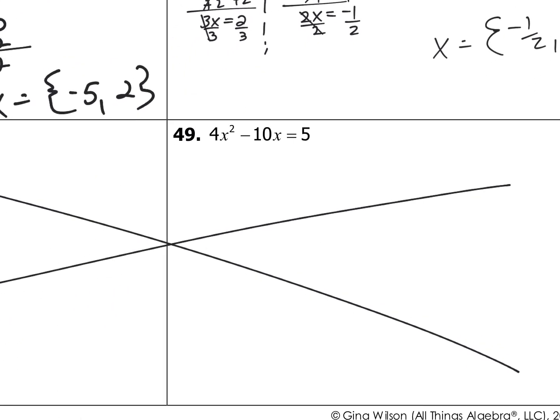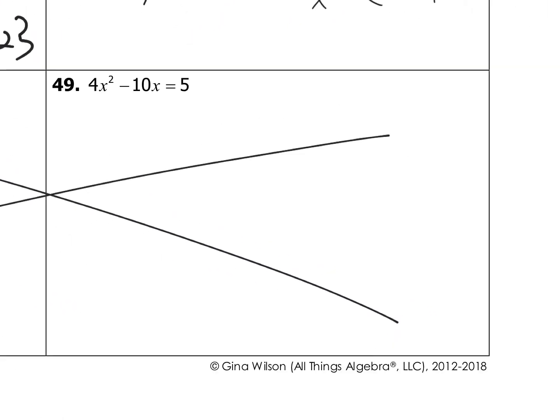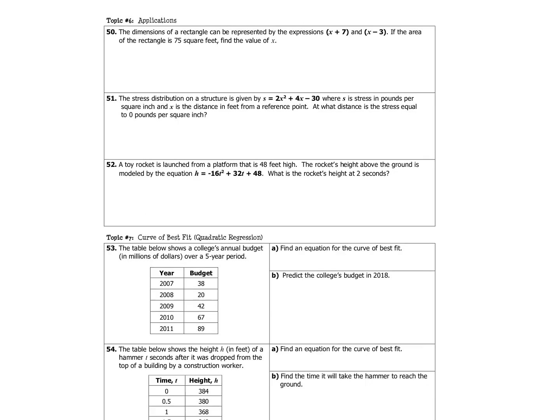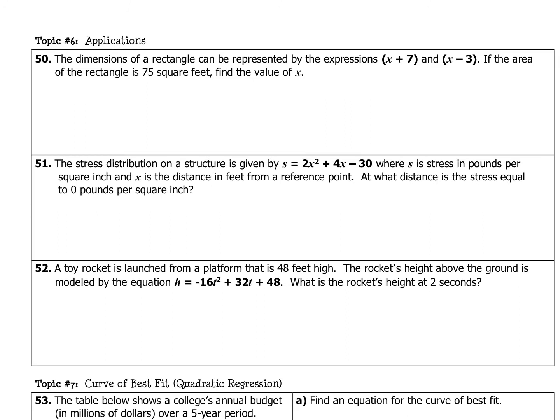All right, so that's it for that page. Let's keep going. This was finding the zeros of quadratics. Topic 6, application problems. All right, so for number 50, the dimensions of a rectangle can be represented by the expression. So we have a rectangle, and I always like to make pictures. x plus 7 and x minus 3.